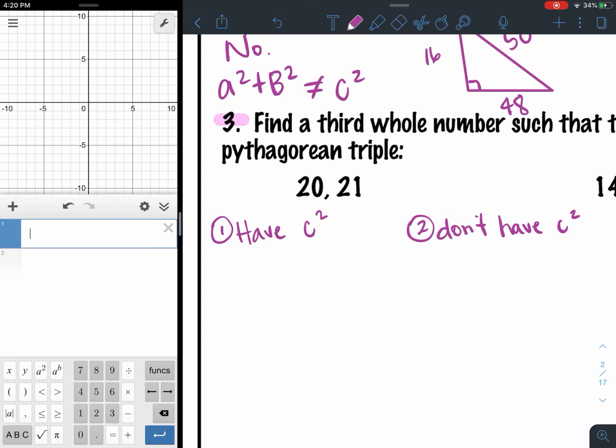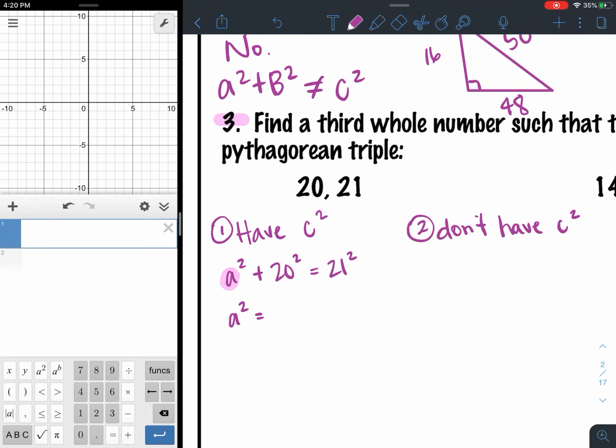So if I have c squared, 21 has got to be it. So I'm going to put over here a squared plus 20 squared is equal to 21 squared. And I'm going to solve this for that a value. And if a is an integer, then I have myself a new triple. So I'm going to go ahead and work through this.